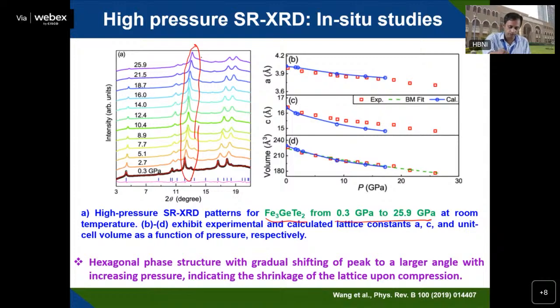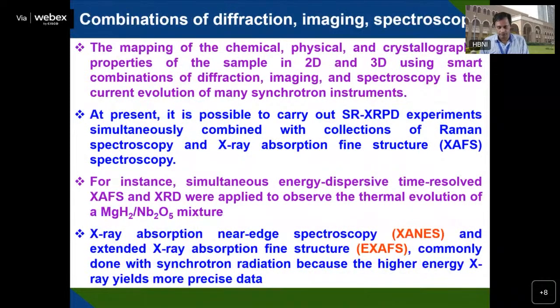So as the pressure increases, the peak shifts towards the right side, and from that you can get how the volume is changing and how the lattice parameters are changing. So information about shrinkage of the lattice, compression, all those things can be obtained from powder XRD. Nowadays, even synchrotron is possible, with a combination of different imaging and spectroscopic techniques.